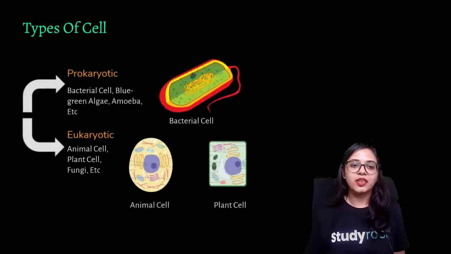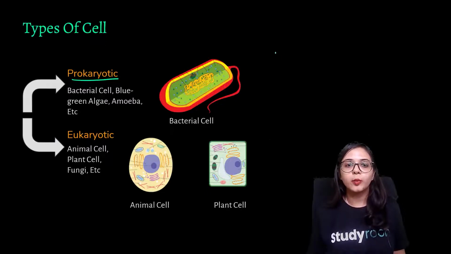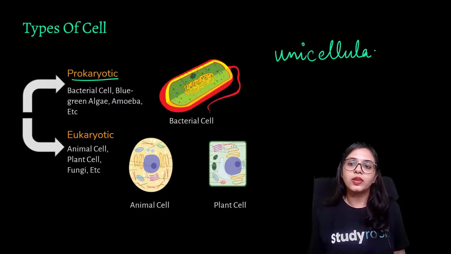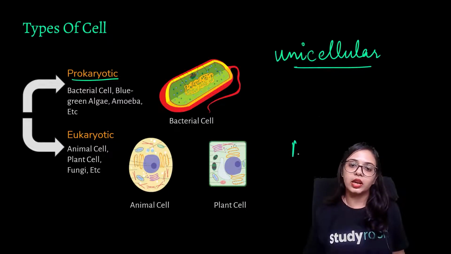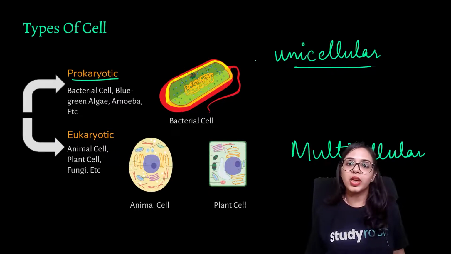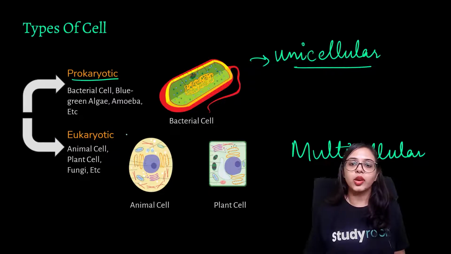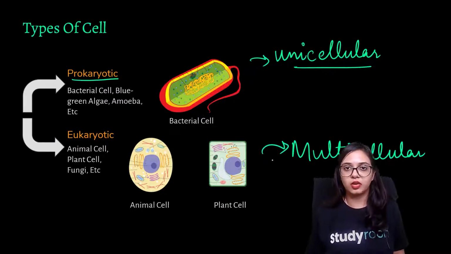The types of cell, there are two types of cells, prokaryotic cell and eukaryotic cell. Okay, prokaryotic cell, they are the bacterial cell, blue-green algae and the amoeba. That means prokaryotic cells are usually unicellular cells. All right, and eukaryotic cells usually they are multicellular cells. Okay, prokaryotic cells, they make up unicellular organisms, and eukaryotic cells, they usually make up multicellular organisms.